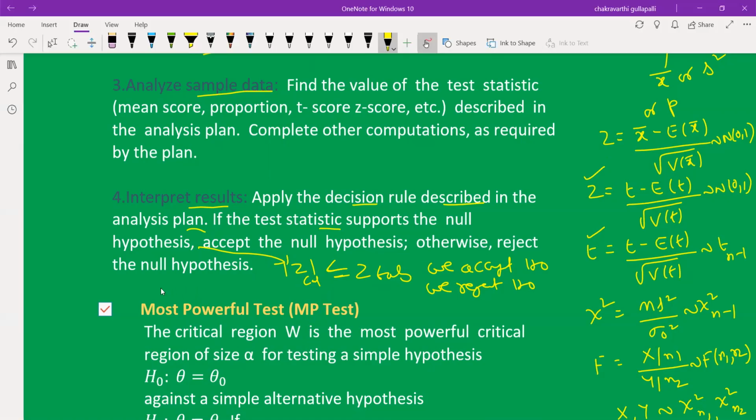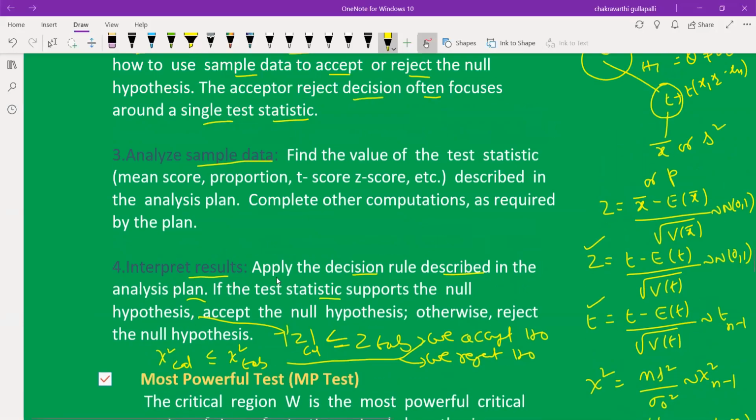So modulus T calculation, or chi-square calculation, less than or equal to the chi-square table value with n degrees of freedom or n minus 1 degrees of freedom, we accept H naught. Otherwise we reject H naught. So there are two cases of it. So this is the test procedure.